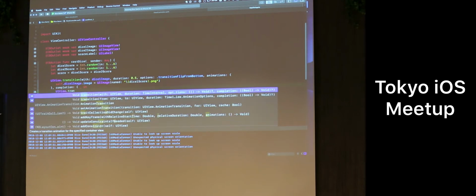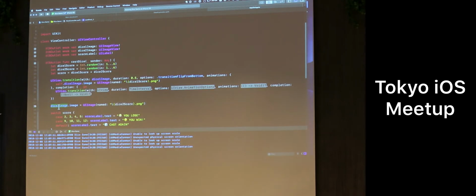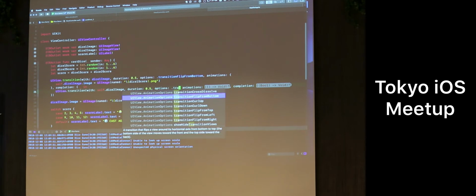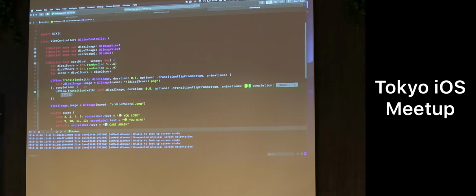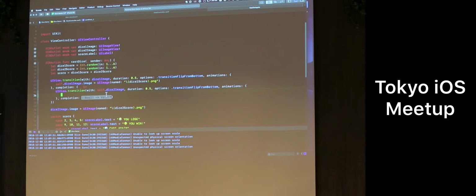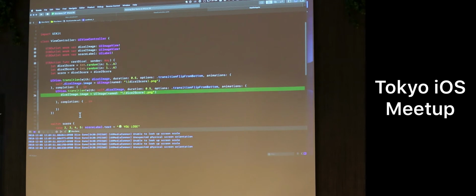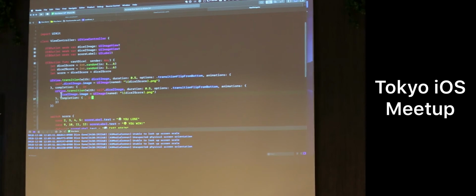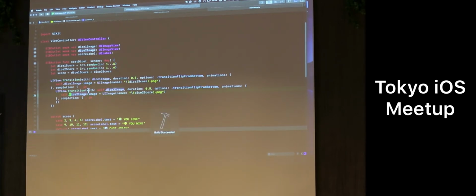UIView transition. Button. And I'm going to leave the completion block empty. I'm going to move here the block of code. Let's see what happens now.